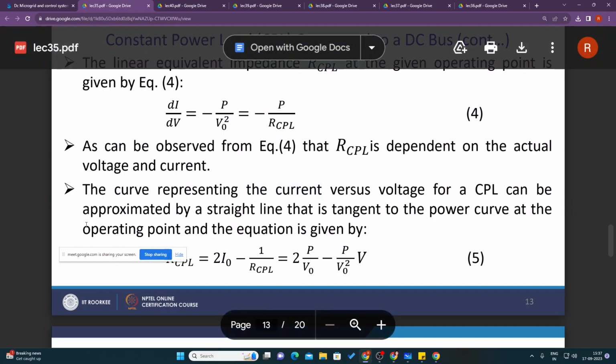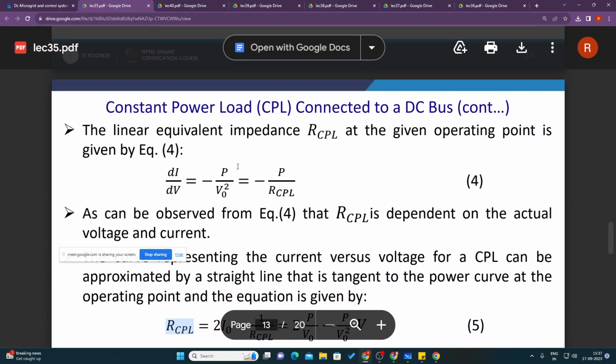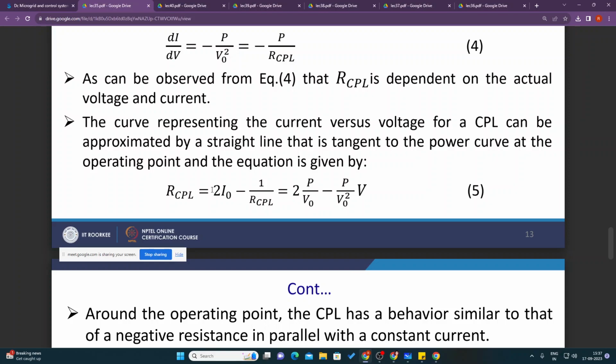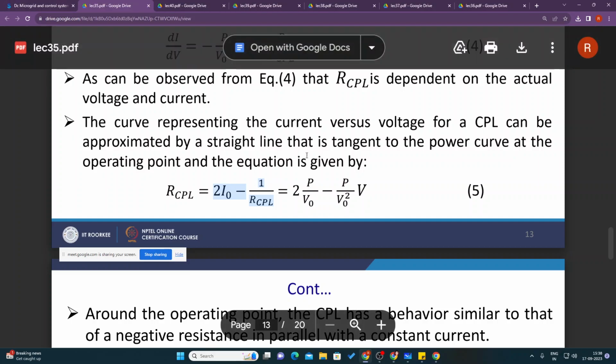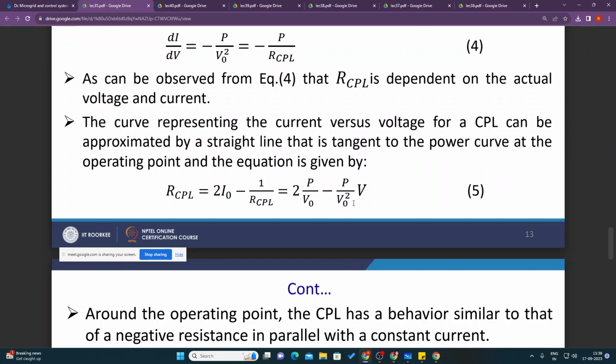Okay, the R_CPL, the resistance that I told, the tangent is the resistance, so it's like a hyperbola. So the expression of the tangent can be written as 2 I naught minus 1 by R_CPL, which can be written as equal to 2 times P by V naught minus P by V naught square into V.